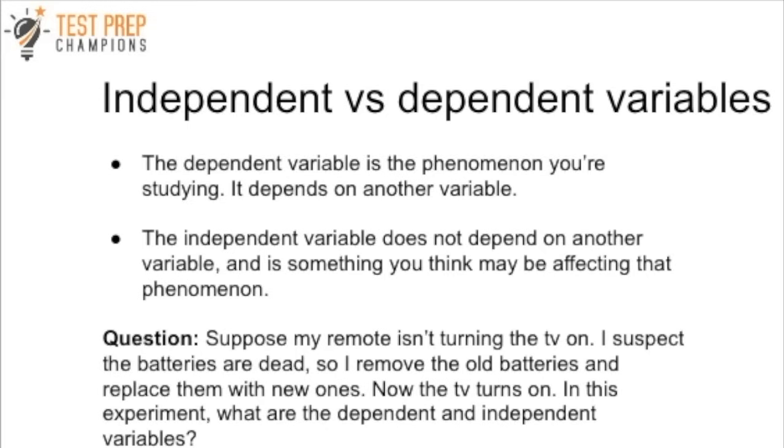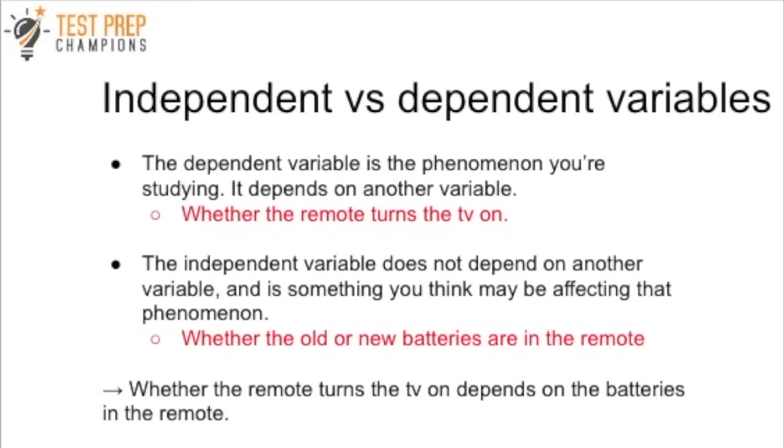So you could pause the video and try it now. Okay, so basically here, the dependent variable would be whether the remote turns the TV on, and the independent variable would be whether the old or new batteries are in the remote. Now, you might have worded your answer a little bit differently, and that's fine, but as long as you were thinking along these same lines, you can consider it correct.